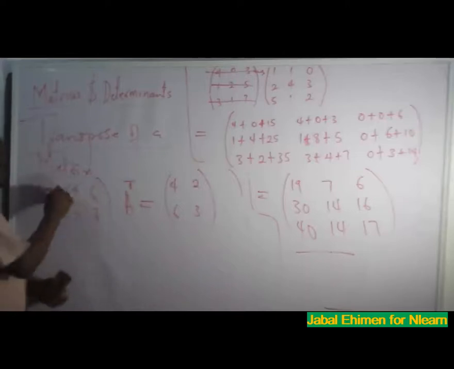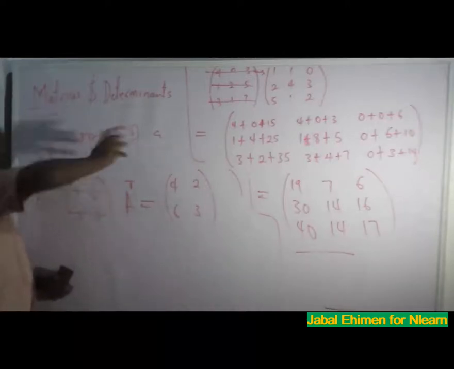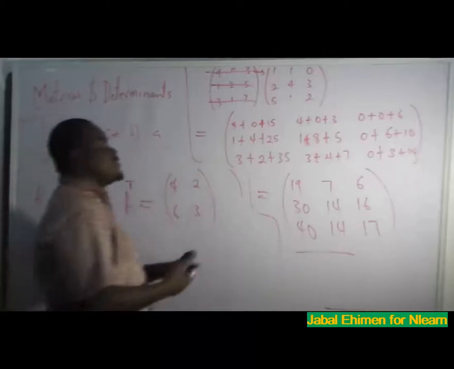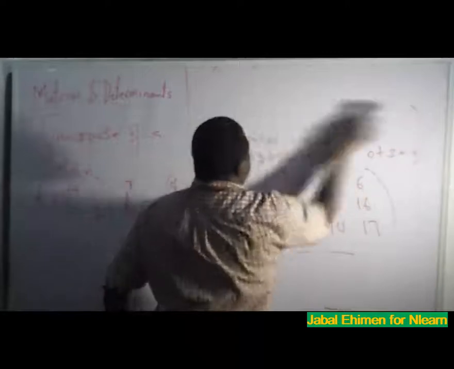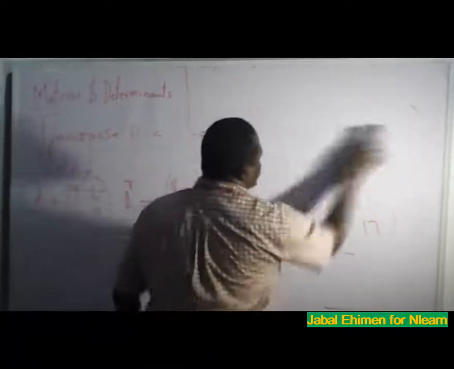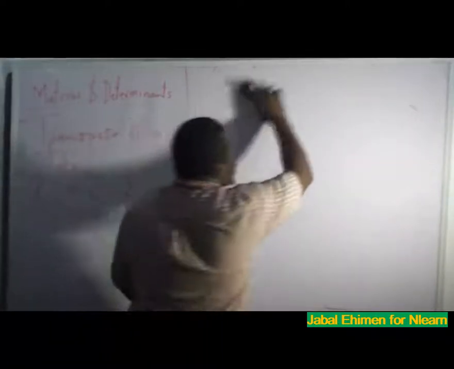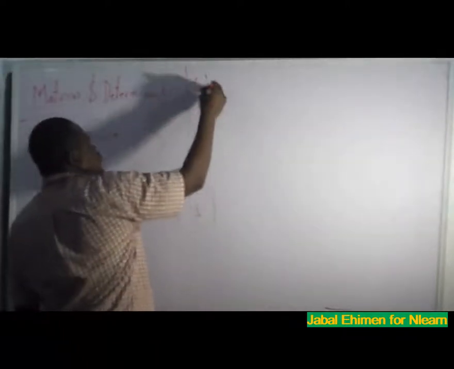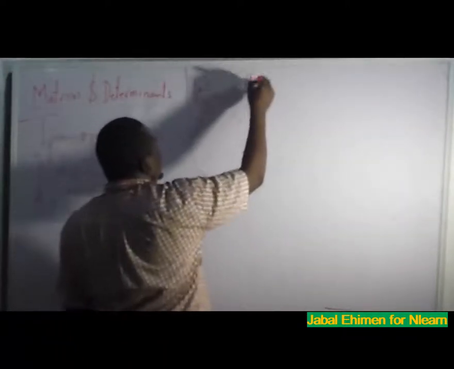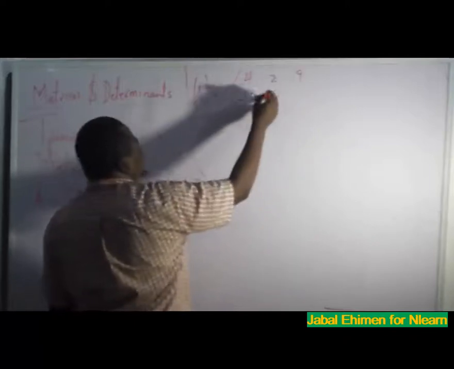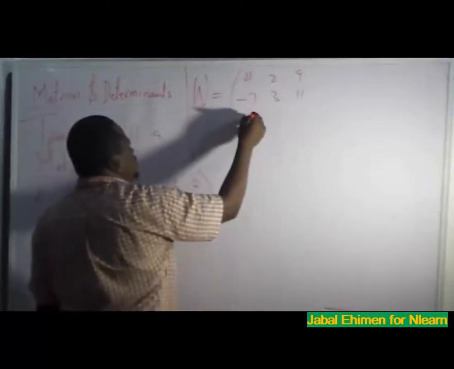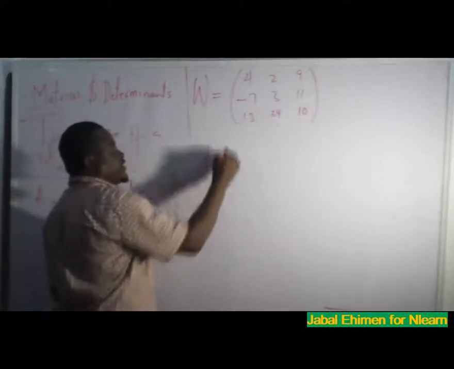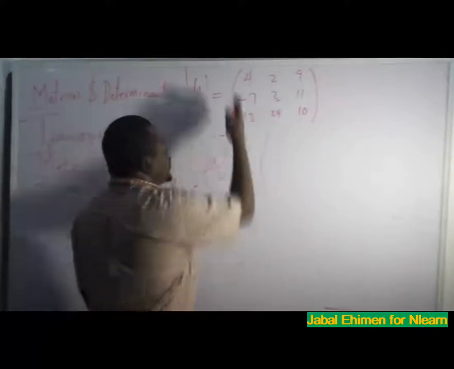You take this and stand it like that, you take this and stand it like this. So the row is now the column. Now what about if the transpose is for a 3 by 3? It's even simpler. Remember, you are converting the row into the column. Now if I have W as a matrix to be 4, 2, 9, minus 7, 3, 11, 13, 24, 10.